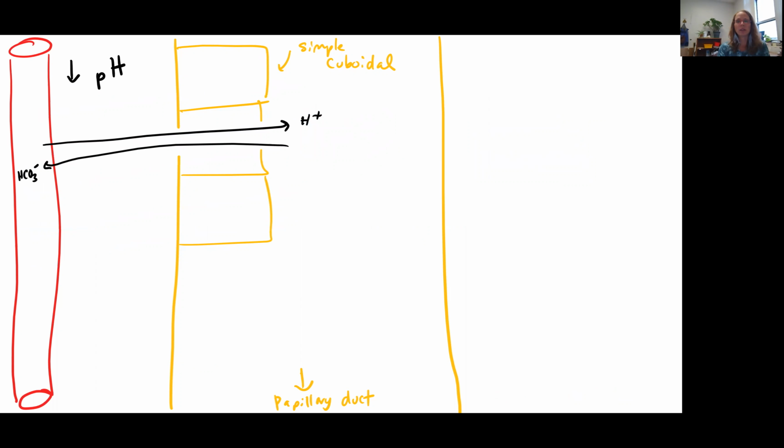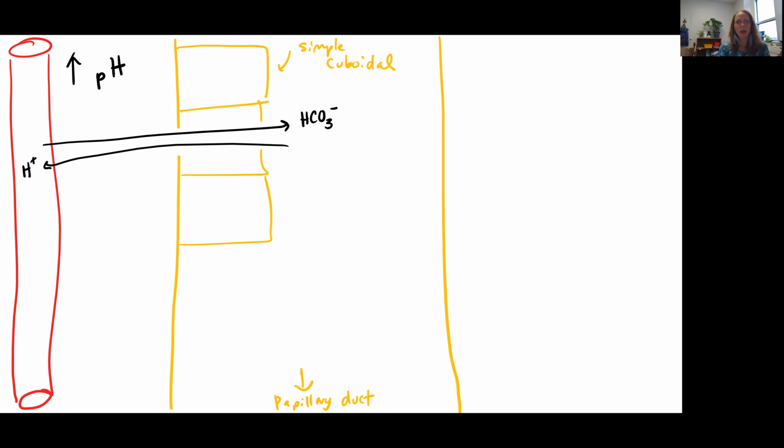Depending on your pH, you're going to see the reabsorption and secretion of the hydrogen and bicarbonate ions. So when you have a low pH, meaning that the peritubular fluid is too acidic, we will see hydrogen ion being secreted and bicarbonate ion being reabsorbed. That bicarbonate ion is going to be an important buffer, helping to trap any extra hydrogen. Plus also we are secreting extra hydrogen here.